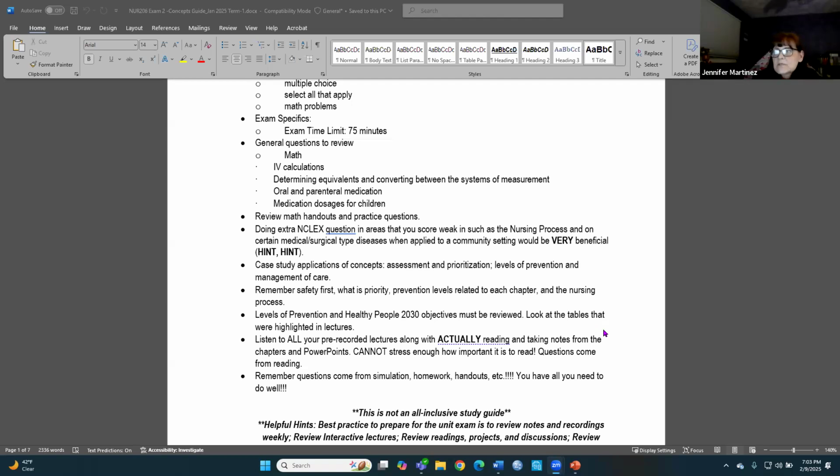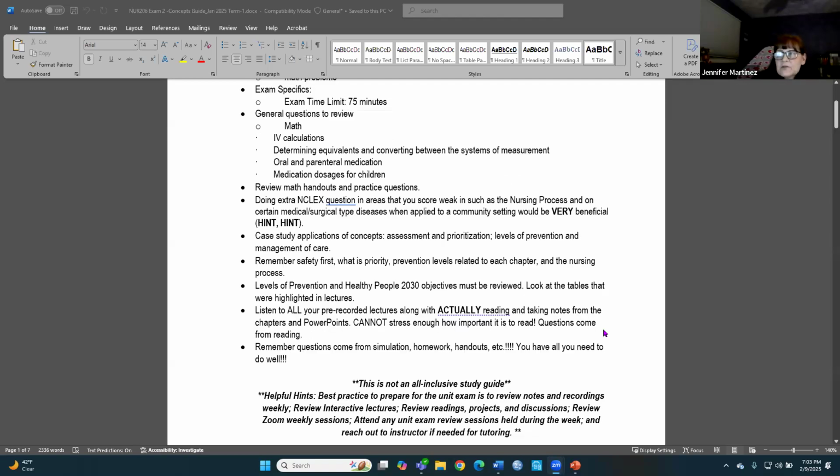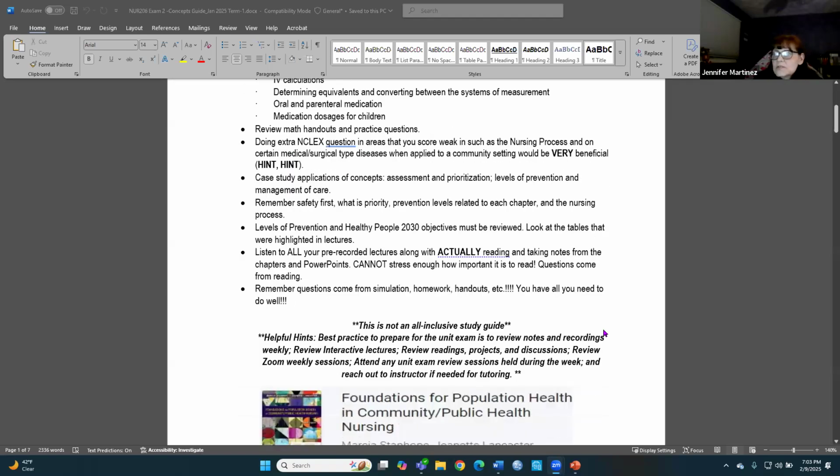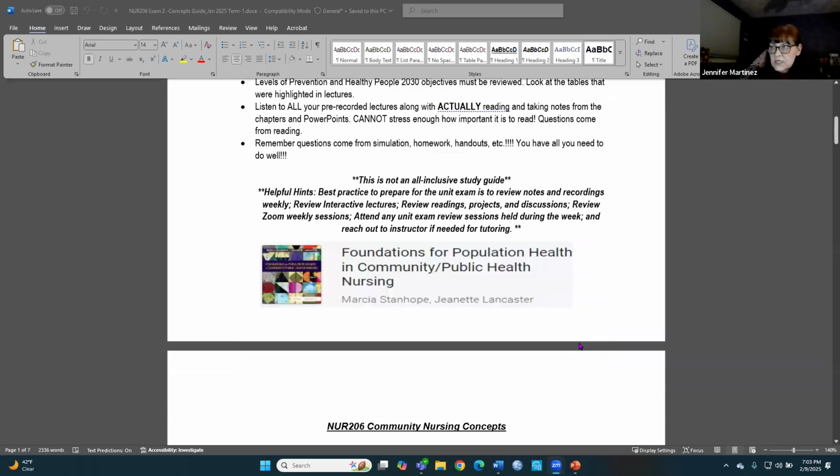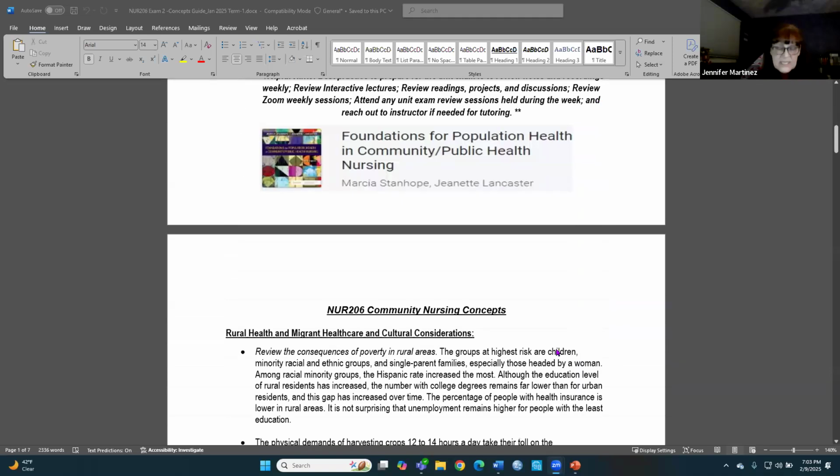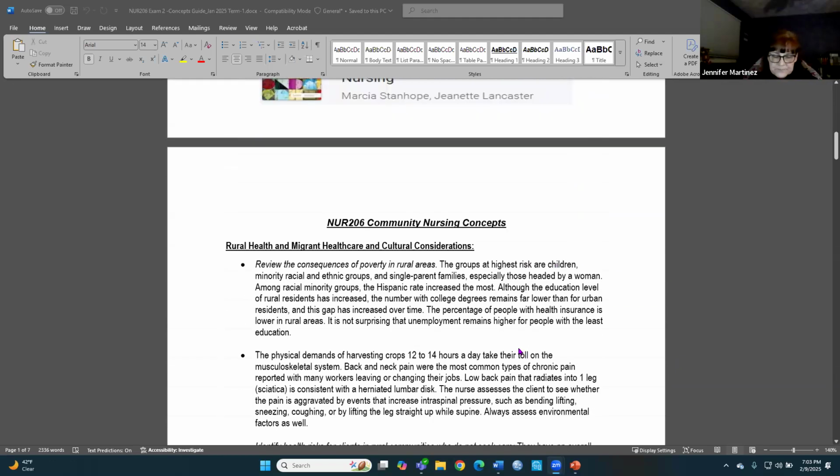Look at the tables that are in the chapters. Listen to your pre-recorded lectures as well as reading the chapters and taking notes. And then remember that questions come from simulation, homework, and handouts. And so you have everything you need. Just take a deep breath and go through the test.